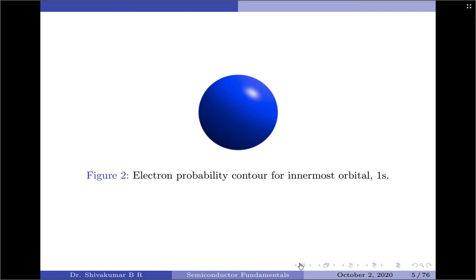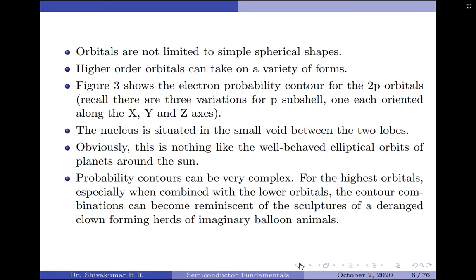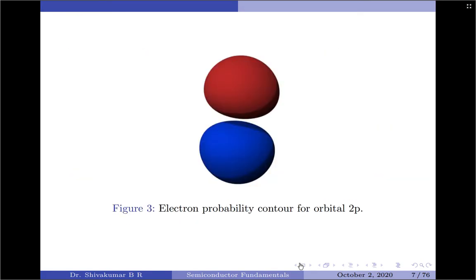Orbitals, in fact, are not limited to simple spherical shapes. Higher order orbitals can take on a variety of forms. Figure 3 here shows the electron probability contour for the 2p orbitals, and we must recall there are 3 variations for the p subshell, one each oriented along the x, y, and z axis. The nucleus is situated in the small void between the two lobes.